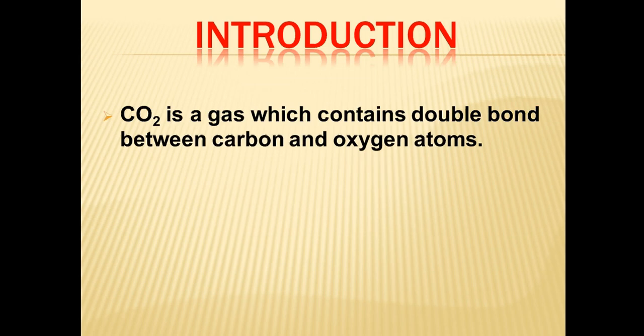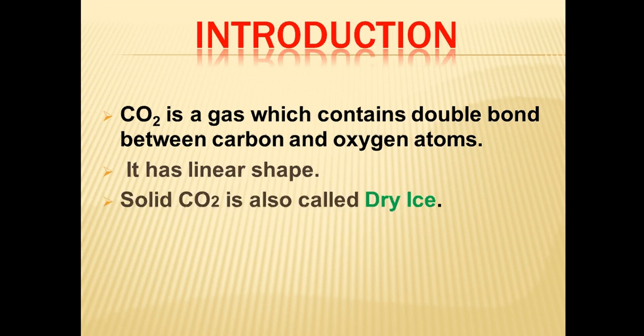Let's start from introduction. Carbon dioxide is a gas which contains double bond between carbon and oxygen atoms. It has linear shape. Solid carbon dioxide is also called dry ice.